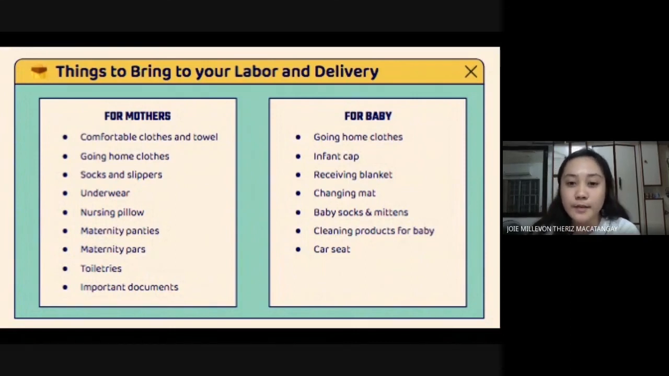So, for your baby naman po, dala po tayo ng going home clothes ni baby. Lampin, infant cap, receiving blanket, changing mat, baby socks and mittens, cleaning products for baby, yun po yung mga wipes, diapers, and car seat. Paalala ko lang po regarding sa car seat, huwag niyo po ilalagay si baby sa front seat. Dapat po nasa sunod na upuan po siya with their own car seat and seatbelt. Tapos naka-face po sila sa rear view or sa likod ng sasakyan.